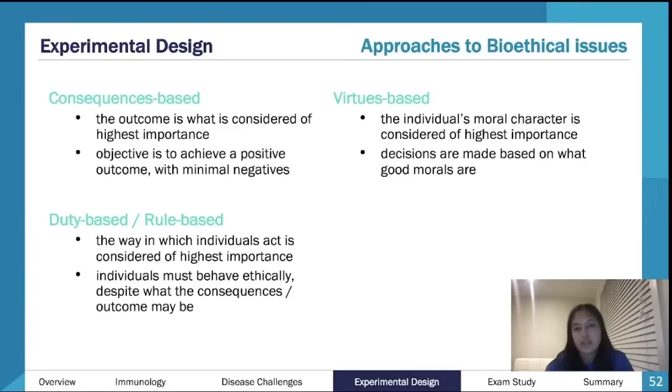consequences-based, as long as your outcome is ethical, that's your main focus. Duty-based, as long as along the way everyone's being treated ethically, that's the most important. And virtues-based is as long as you acted really morally, that's where the most importance is. Again, this is very application-based. You'll likely get some sort of scenario, and then they will say, if you were to use a virtues-based approach, what would this involve in that specific scenario or context?